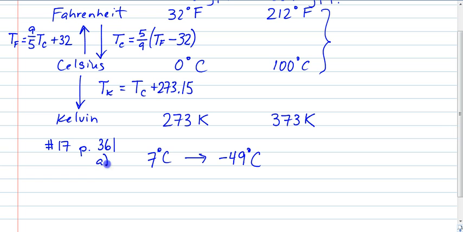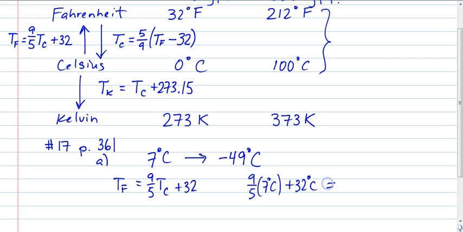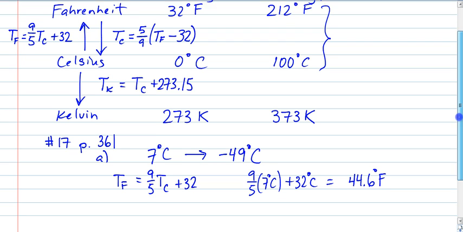For this we're going to use the equation to convert to Fahrenheit. The temperature in Fahrenheit is 9/5 times the temperature in Celsius plus 32, and we'll do this first for 7 Celsius. That comes out to about 44.6 Fahrenheit. If you think about it, 7 Celsius does seem to convert to about 44.